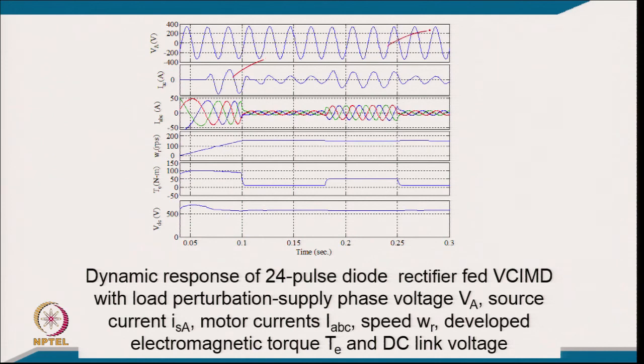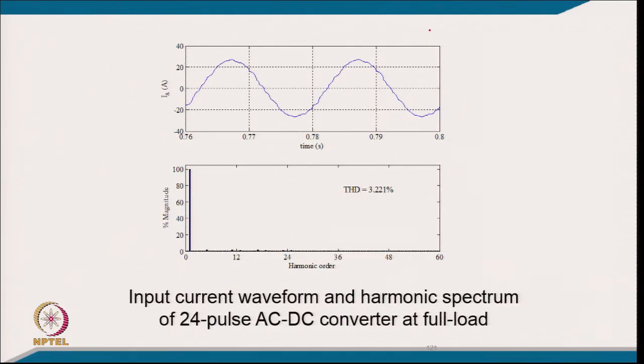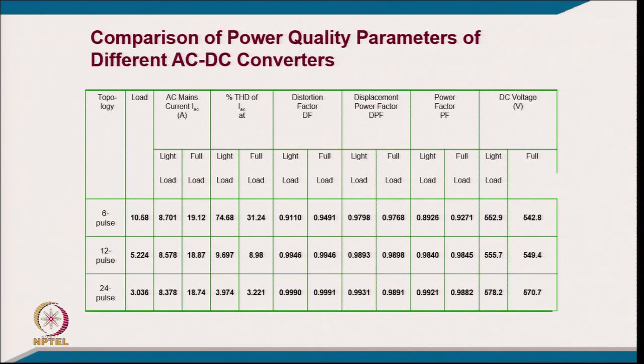So, this is the supply current, supply voltage, supply current, and then the THD of supply for this 24 pulse converter comes to 3.22%. And this is typically how the THD varies from 6 pulse. For 6 pulse it is 31%, for 12 pulse it comes to 8.98% because of the effect of leakage, and then it reduces for 24 pulse at full load to 3.22%.